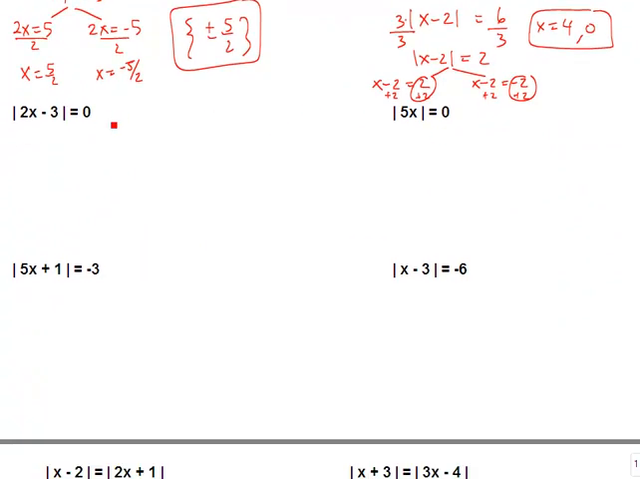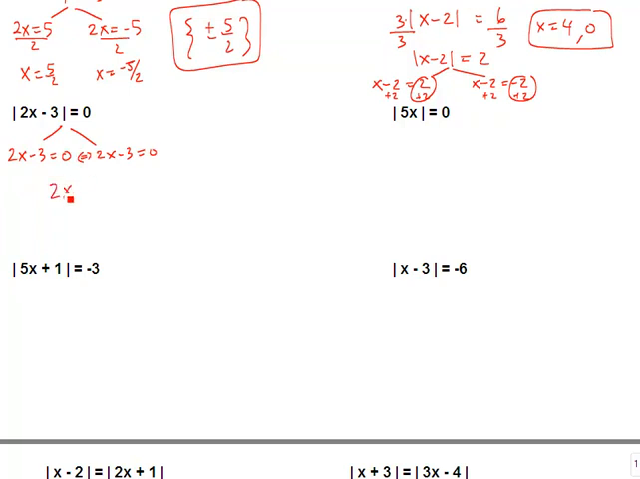The next case that we're going to look at is when the number on the right-hand side is a 0. So if we look at the absolute value of 2x minus 3 equals 0, there's only one way we can split this up. If we try to set this equal to the number on the right-hand side and its opposite, well, the opposite of 0 is still 0.